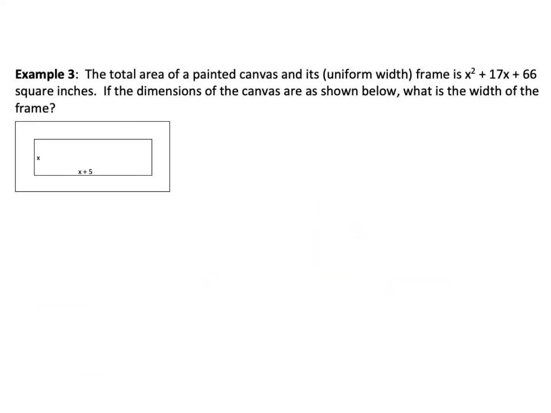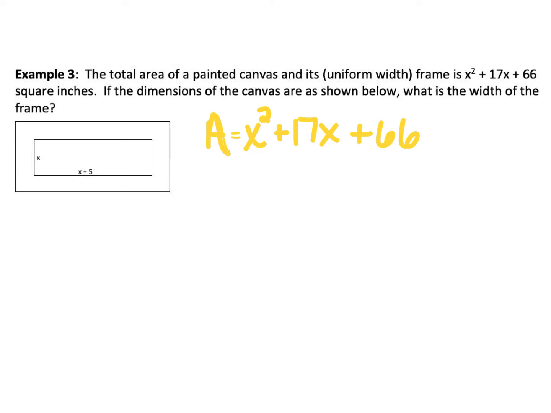In example 3, a little bit more of an application question. The total area of a painted canvas and its uniform width frame. Uniform width would mean that the frame has the same dimensions all the way around. So if it were 2 inches wide, it's going to be 2 inches wide all around. So that area is x squared plus 17x plus 66 square inches. If the dimensions of the canvas are shown below, what is the width of the frame?